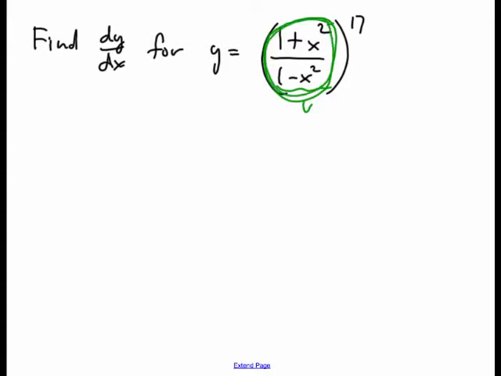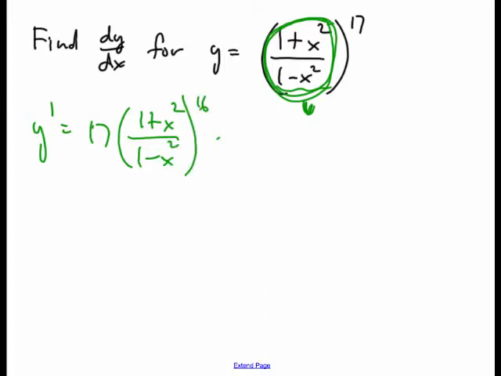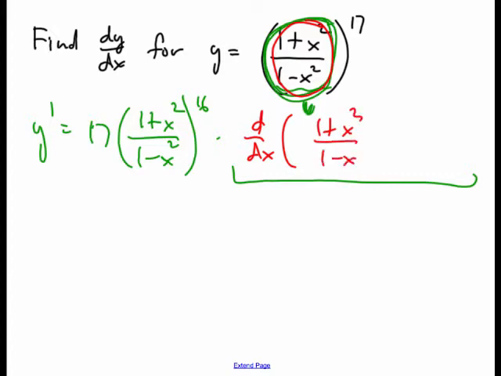So the derivative is the derivative of the outside. So I think u to the 17th, my derivative is 17 times u to the 16 multiplied by the derivative of the inside. And this is going to be the derivative of my quotient. Okay, so I'm going to do the derivative of this entire part. And on the next line I'll actually work that out. So here we go. 17, 1 plus x squared over 1 minus x squared to the 16th.